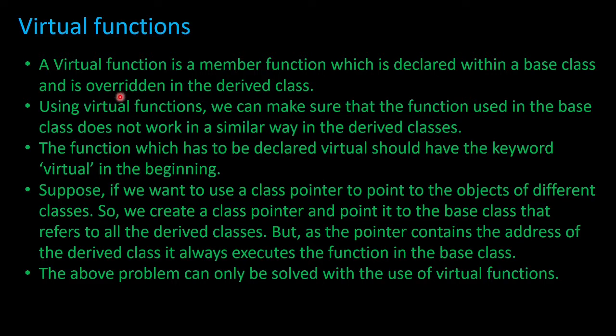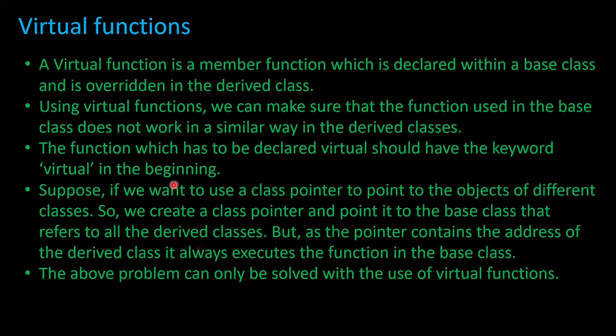So let's say, why do we need virtual functions? Why not solve the problem using just class pointers? Suppose we want to use a class pointer to point to the objects of different classes. So we create a class pointer and point it to the base class that refers to all the derived classes. But as the pointer contains the address of the derived class, it always executes the function in the base class. And so the same function in the derived class is ignored by the class pointer.